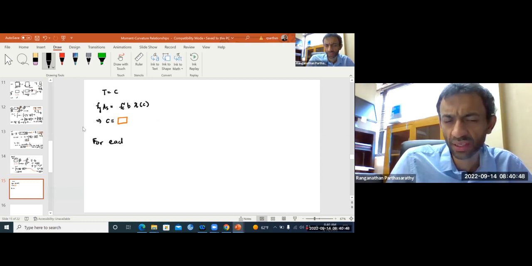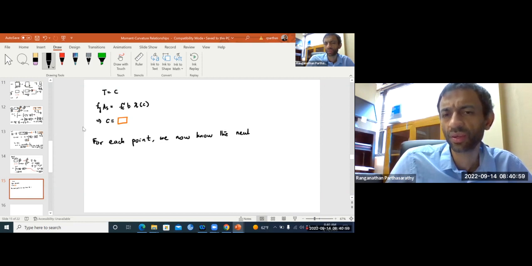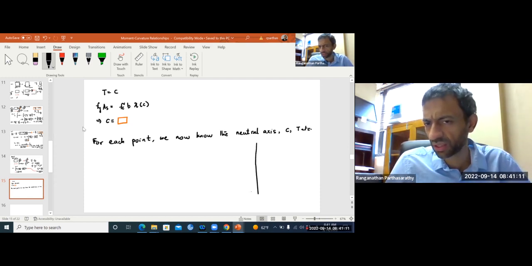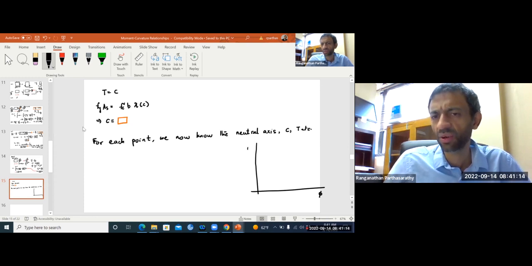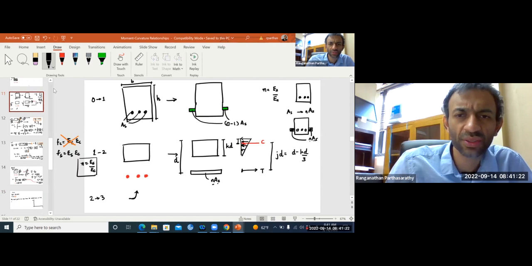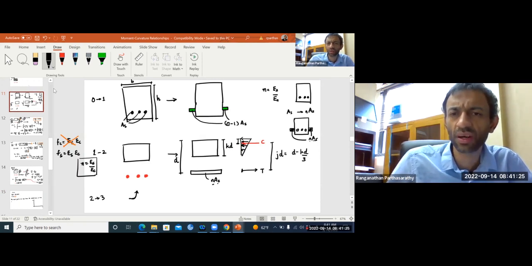So for each point, we now know the neutral axis, C, T, etc. We know everything. So what do we need if we want to construct the moment curvature relationship? Moment and curvature, right? So let's go back and write at each point, from 0 to 1. For point 1, how do you get the moment curvature relationship?